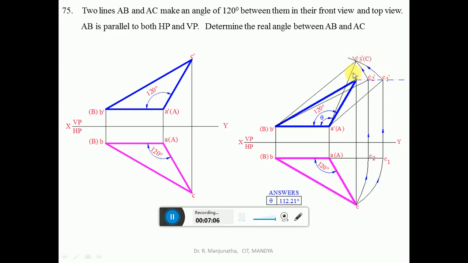This is going to be the real angle theta, which is the true inclination with respect to HP. So this is going to be theta. Then by using the protractor, you measure an angle of theta with respect to the horizontal, which will be 112 degrees when you are doing it manually. When you are doing it in the computer, it will be 112.21 degrees. So this is how we will be able to solve this particular problem.